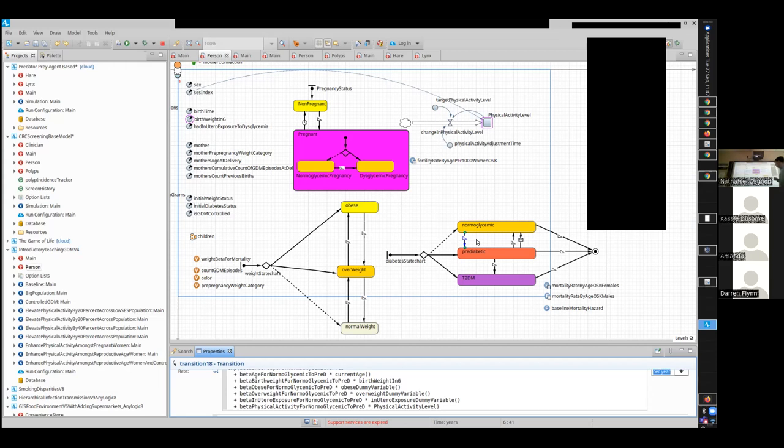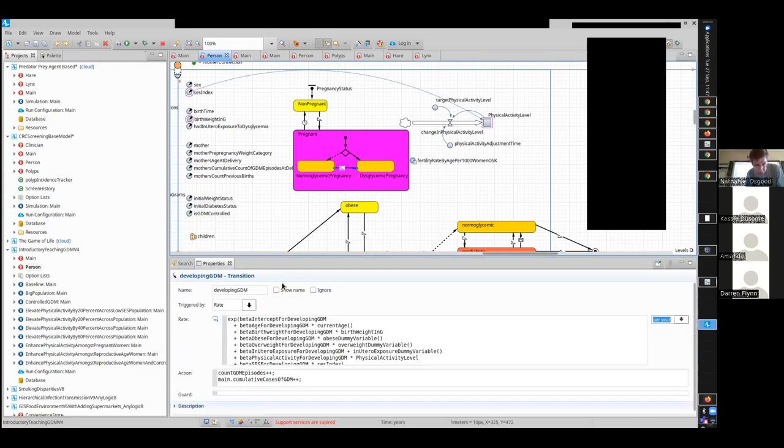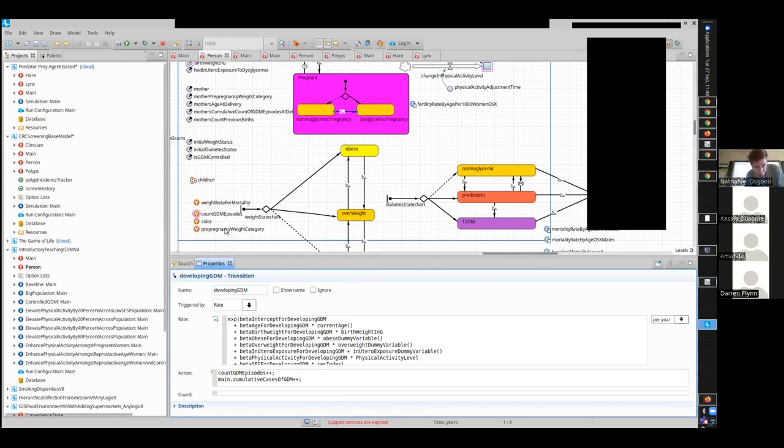So one way would be to capture dynamics or state in variables. So for example, there's this count gestational diabetes episodes here. Not surprisingly, when an individual develops a new case of dysglycemic pregnancy here, they enter this dysglycemic pregnancy state, their count of gestational diabetes episodes will rise. That's what that plus plus means. And we actually keep track of it at an individual level, that is for this variable here, or at the overall main level, at the level of the whole population.